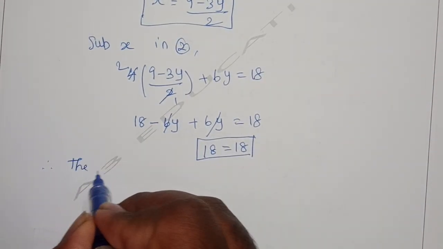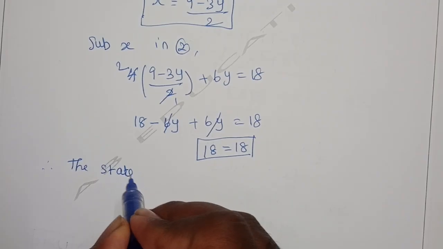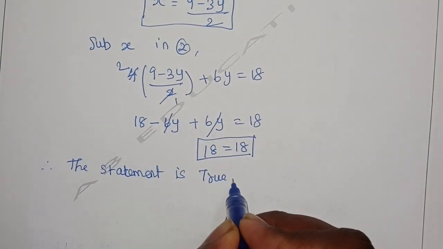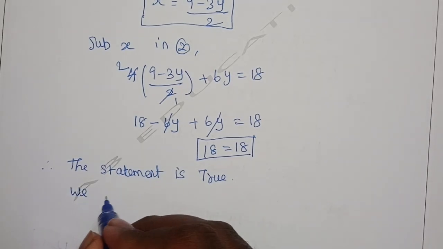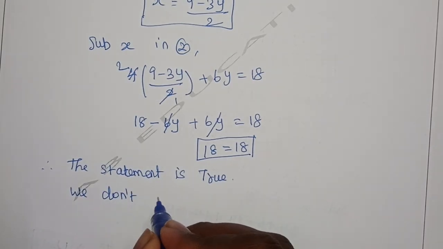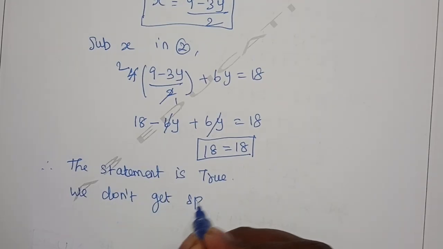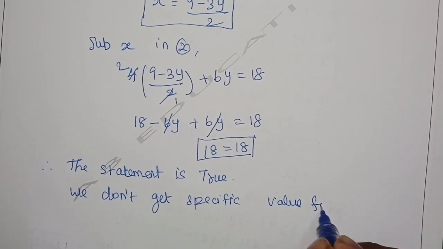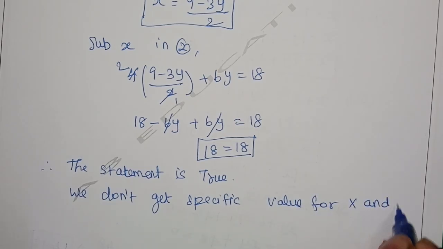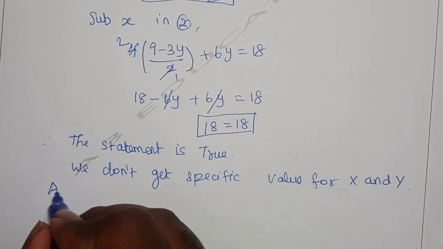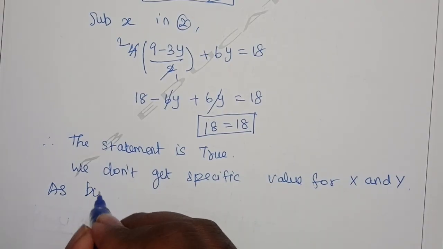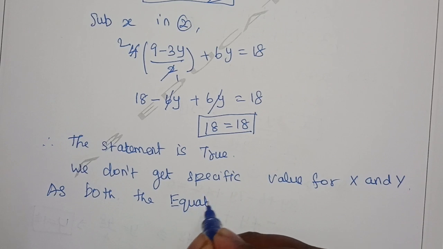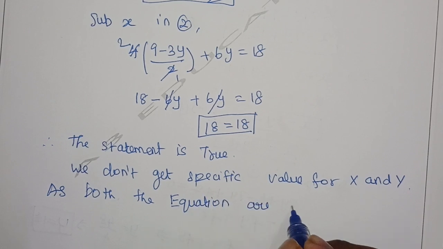The statement is true because 18 equals 18. Therefore, we don't get a specific value for x and y, as both the equations are the same. Both the equations are the same.